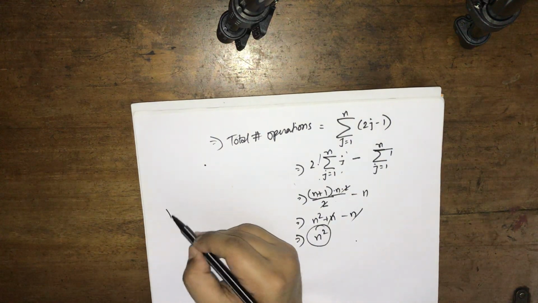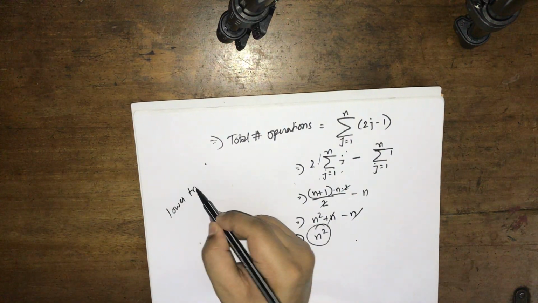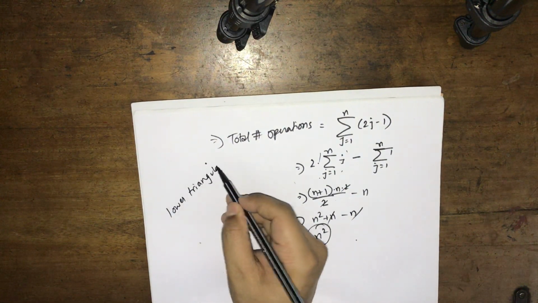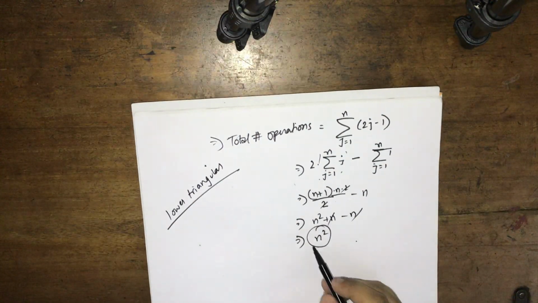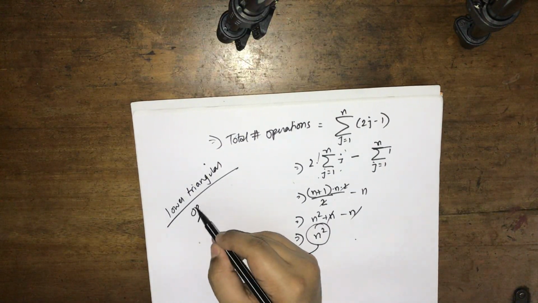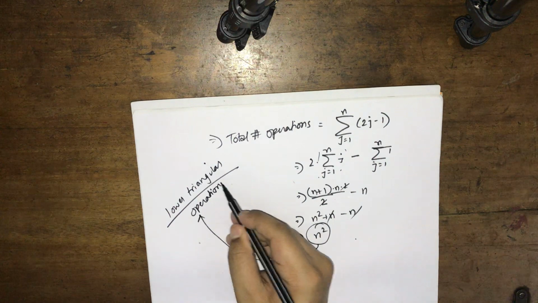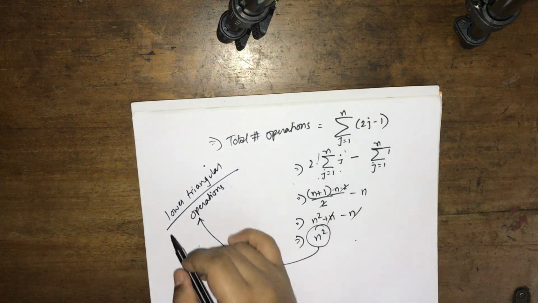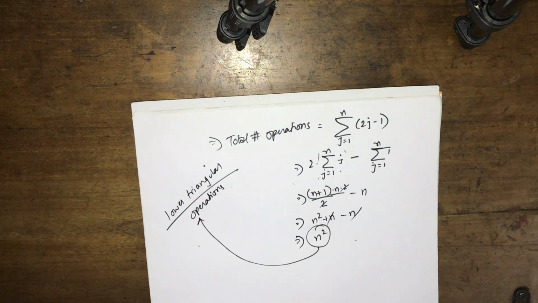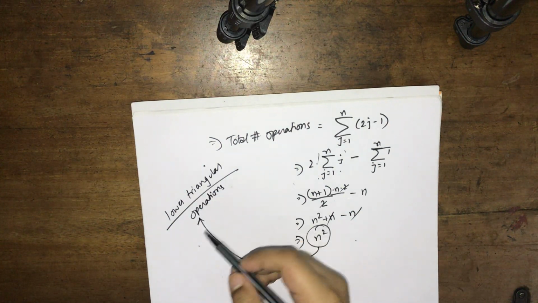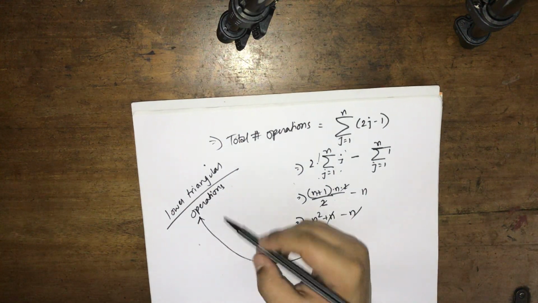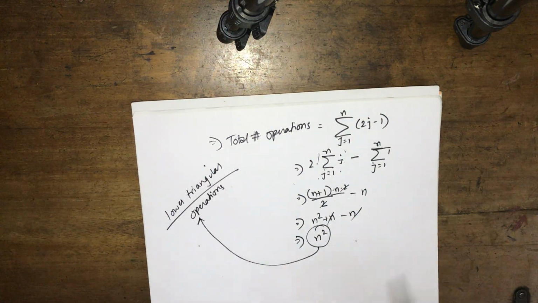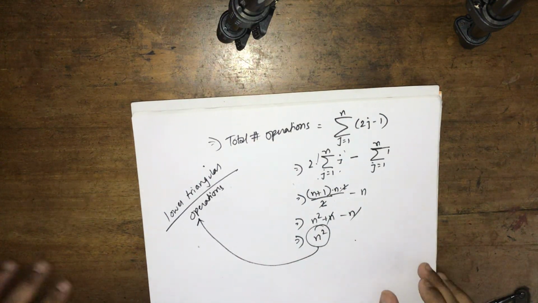So when we are solving a lower triangular matrix, we have to perform n square number of operations. We have to perform n square number of operations just to solve a lower triangular matrix, where the lower triangular matrix comes from Gaussian elimination, which we are going to see in the next video lecture. All right.